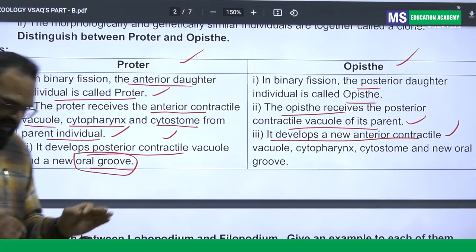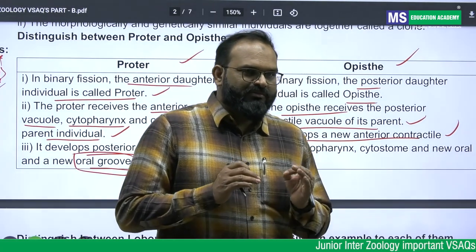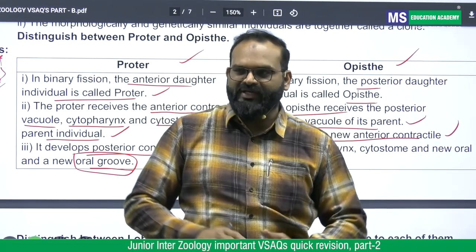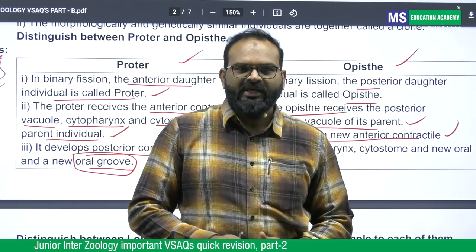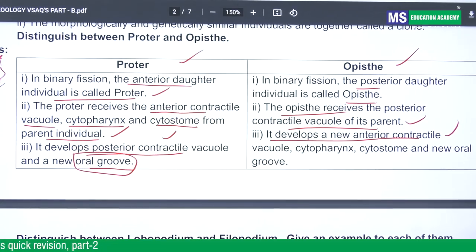Proter, opisthe, IPE 2023 mein board exam ke paper mein aa gaya samajhna. Bahut important question hai, students. Ye question ko mat chhodiye. Please suniye, students.